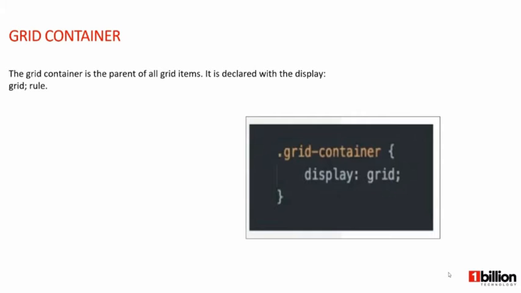To make an element into a grid container, we need to use either the display grid or display inline-grid property. The former results in a block-level grid, while the latter leads to an inline-level grid. In the CSS, we use display grid on the container element to create a block-level CSS grid. Next slide will be grid item.